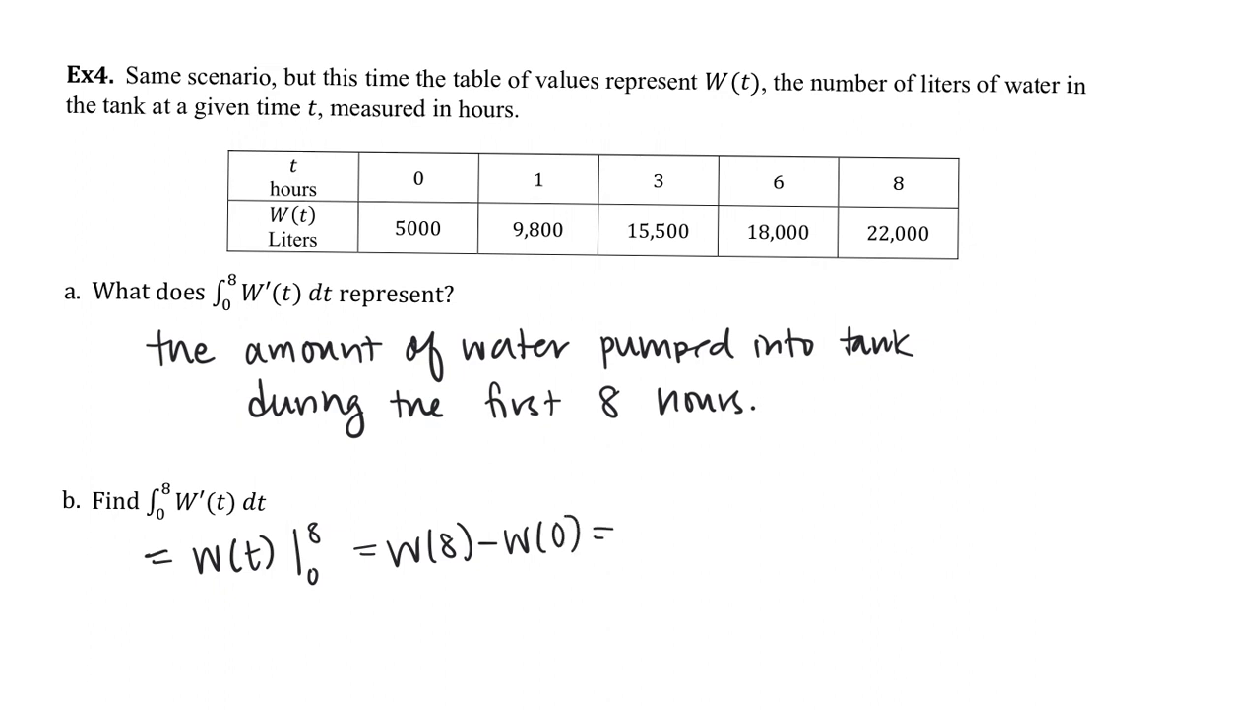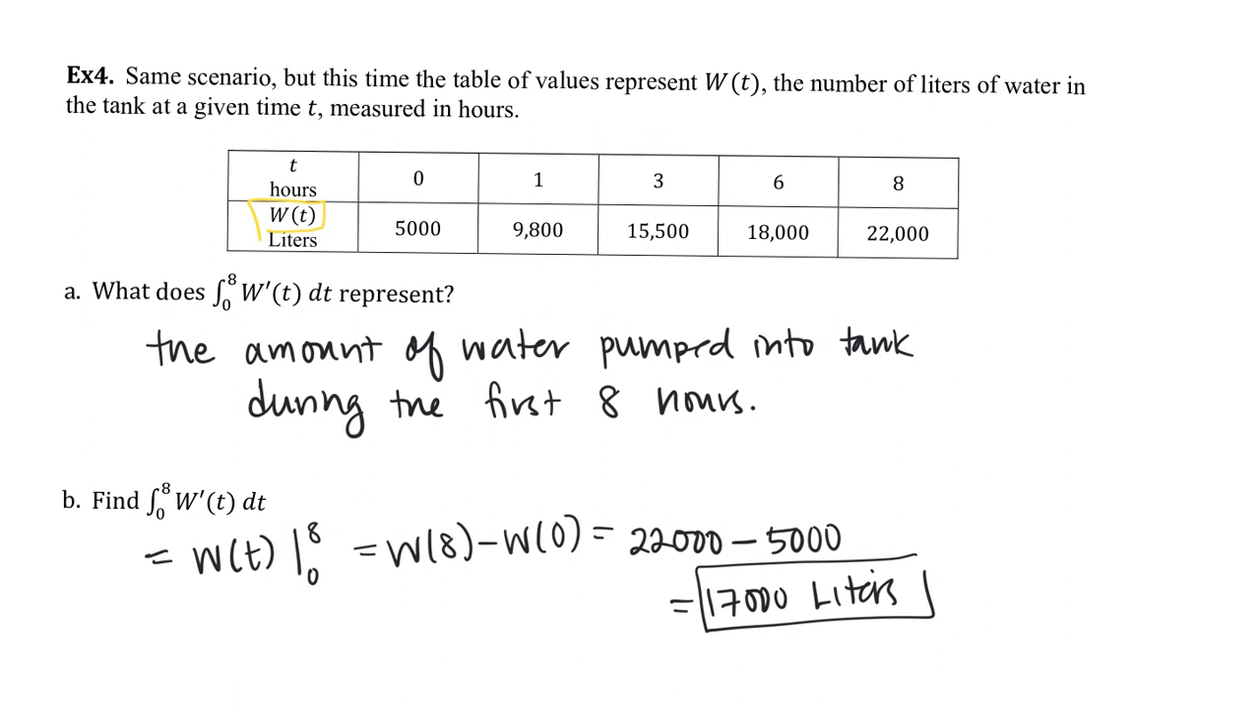W of 8 is given on the table because this table is W of t, so that's going to be 22,000 minus W of 0, which is 5,000, so that's going to be approximately 17,000 liters of water that was pumped into the tank during those 8 hours, which makes sense because there was 22,000 at the end, 5,000 at the beginning. That's the net change. That's the definition of net change.